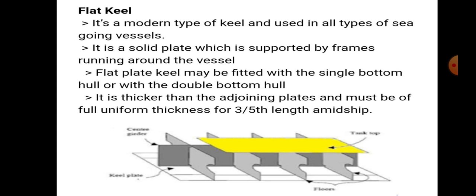Flat plate keel may be fitted with a single bottom hull or with a double bottom hull. It is thicker than adjoining plates and must be of full uniform thickness for 3/5 length amidship.